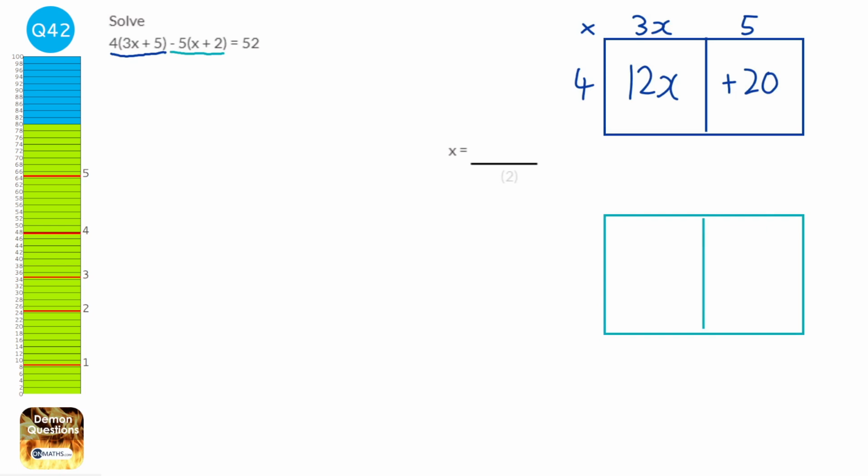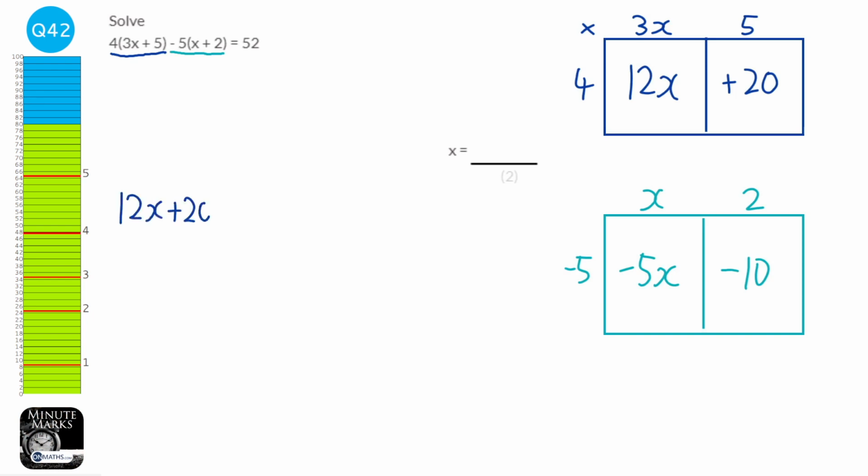Now on the outside of the brackets we've got to be careful here. It's not a 5, it's a minus 5. And inside the brackets is an x and a 2. So minus 5 times x is minus 5x. Minus 5 times 2 is minus 10. So when we put it all together, we get 12x plus 20 minus 5x minus 10. And then the rest of it is just equals 52.